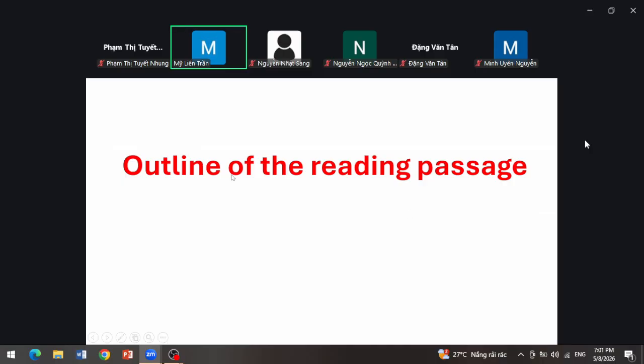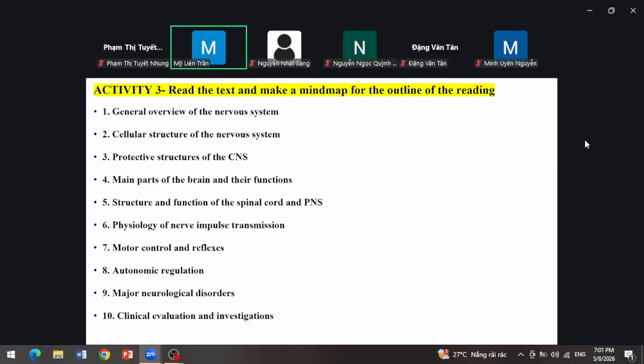Okay, let's have a look at the outline of the reading passage in your textbook. There are some main ideas in the reading passage.